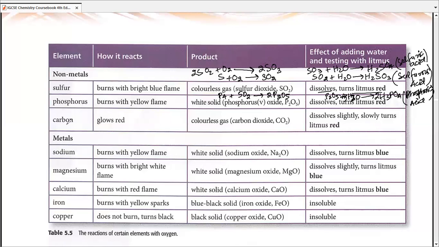Moving on, next up on the list is carbon. Carbon does not give us any characteristic flame. Instead, it itself glows red, which, by the way, you might have seen in barbecues and bonfires. So it produces a colorless gas, carbon dioxide, which dissolves slightly and slowly turns the litmus paper red. So it's C plus O2 giving us CO2, and actually CO2 can dissolve in water to give us the only weak acid in the category of mineral acids, that's H2CO3, and the name of which is carbonic acid.